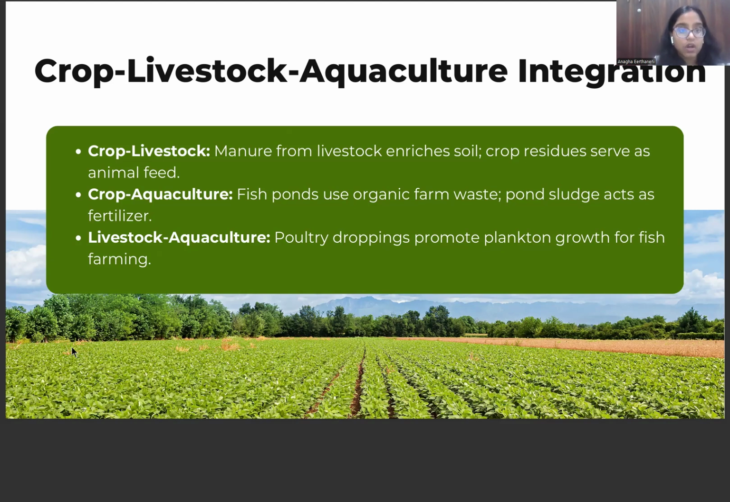And now we have crop aquaculture. Aquaculture basically means any type of living being that lives in any type of water body. So we have fish ponds. We can use fish ponds as organic farm waste because usually pond sludge acts as fertilizer, like moss or stuff like that. And then we have livestock aquaculture. Poultry droppings promote plankton growth for fish farming, so as you all know what poultry is, we can use that for fish farming.